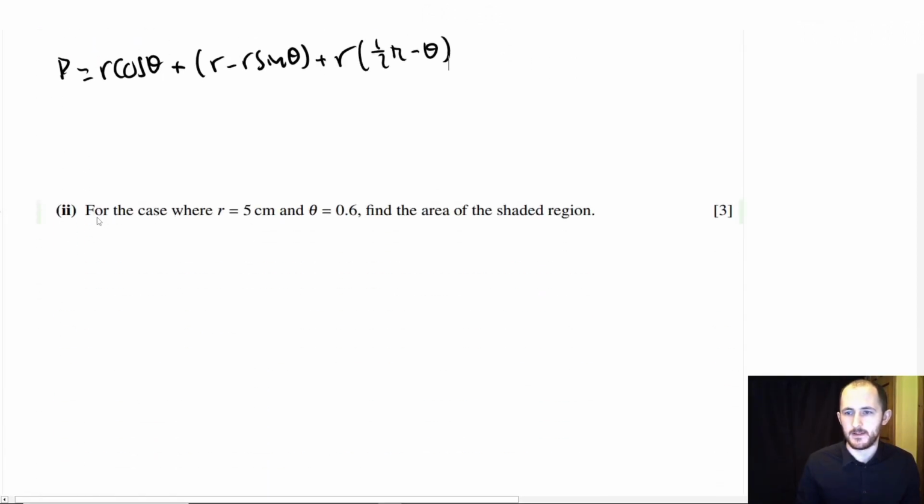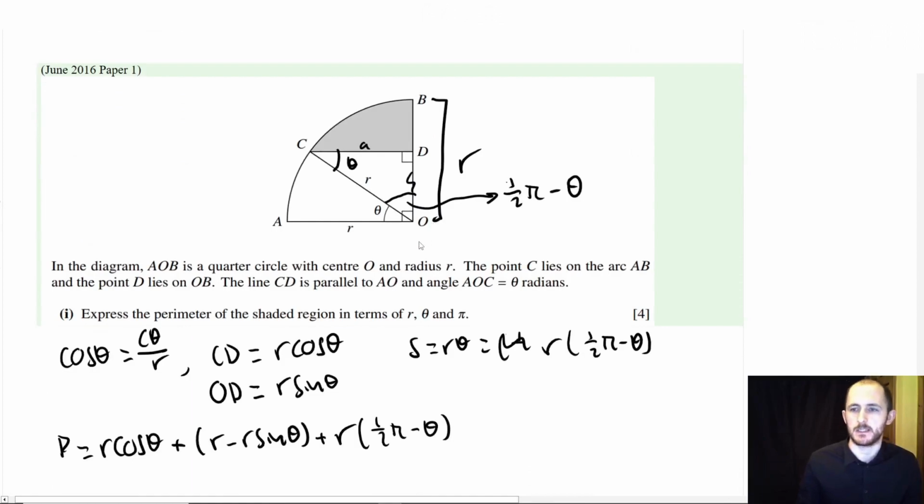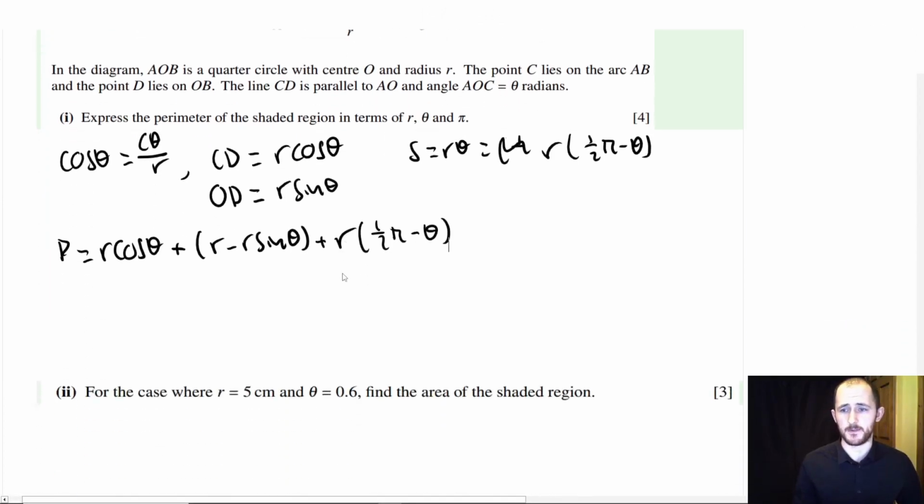And then part B, for the case where r is 5 and theta is 0.6, find the area of the shaded region. Okay, so what we can do is use the area of a sector minus the area of a triangle. So this is a big pizza slice, and we can take this minus the area of the triangle. So let's work that out.